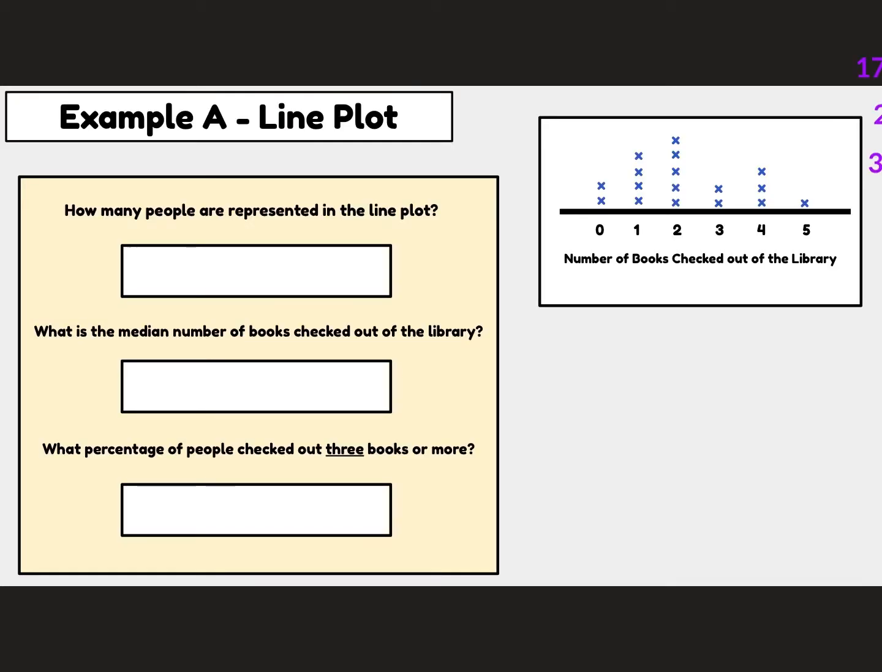So here we are taking a look at our line plot in example A. We've got 3 questions there that we need to answer about the number of books checked out of the library. So the first question says, how many people are represented in this line plot?